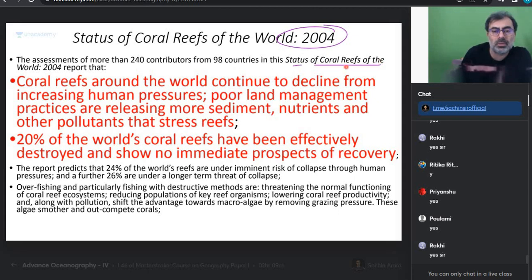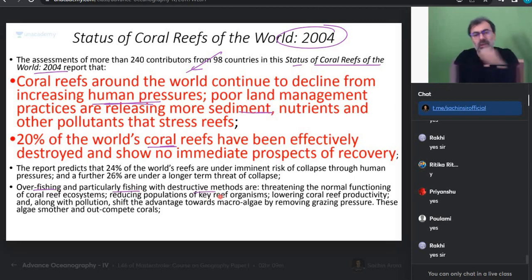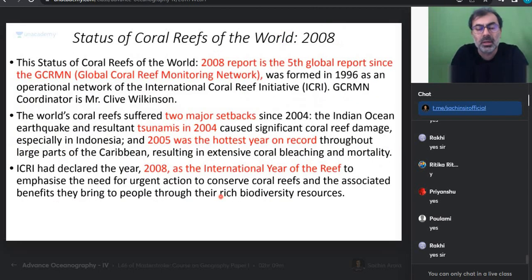2004, status of coral reefs: coral reefs around the world continue to decline with increasing human pressure. New reports keep on coming, but I'm just telling you these are the common things. World coral reefs are effectively destroyed, and 24% are under imminent risk. Overfishing, particularly destructive methods. Whenever I open a report, they give the same information.